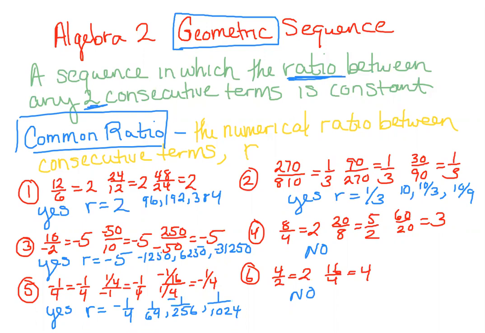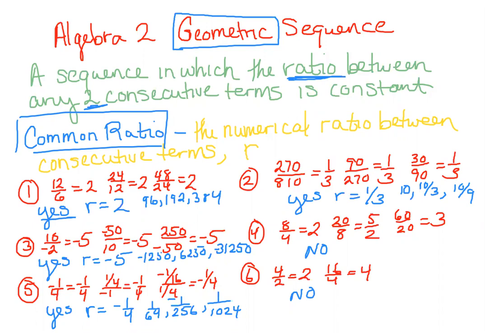So you take the second term divided by the first term. So for number 1, 12 divided by 6 equals 2. Then 24 divided by 12 equals 2. 48 divided by 24 equals 2. So yes, it is geometric, and R equals 2. And to find the next terms, you just multiply by 2. 48 times 2 is 96, and then times 2 is 192, and then times 2, and so on.